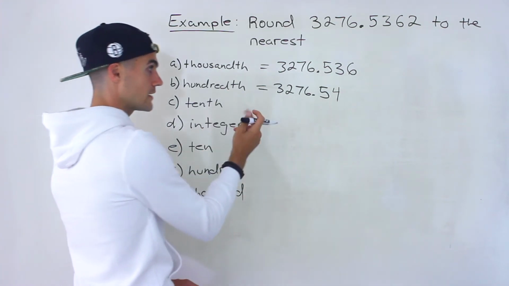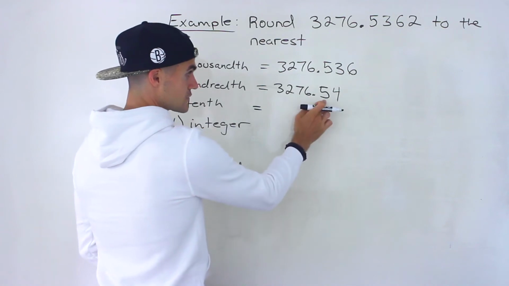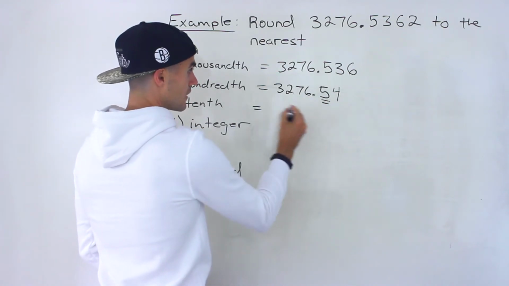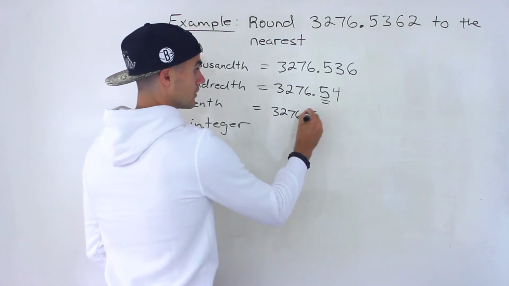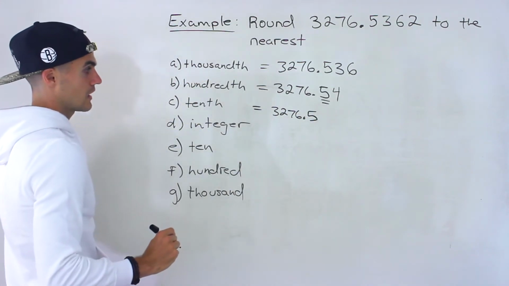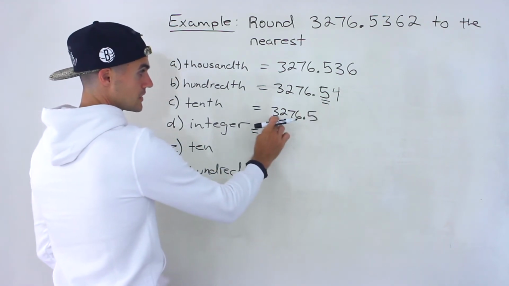Nearest tenth is 1 decimal place. So we have a 4 here, which is less than 5. So then we would just keep this value the same. So 3276.5, like that. Then rounding to the nearest integer, meaning no decimal places.